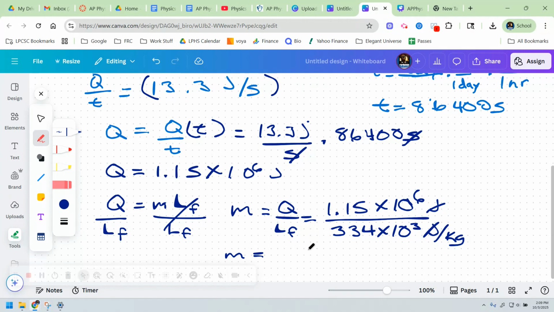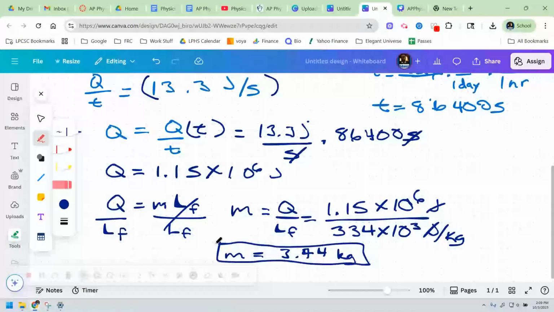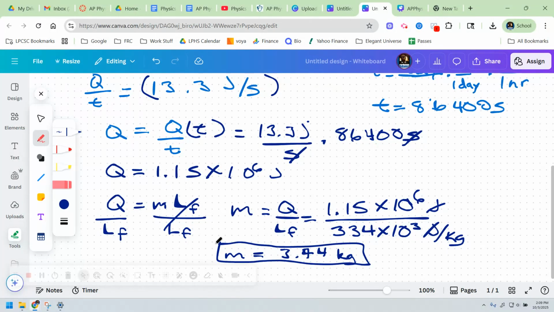The joules cancel, and then the kilograms get tossed up to the top. So then the mass is just 3.44 kilograms. So that's how much ice melts. And then, you know the relationship, 1 kilogram of water equals how much water? 1 liter. So it's 3.44 liters.